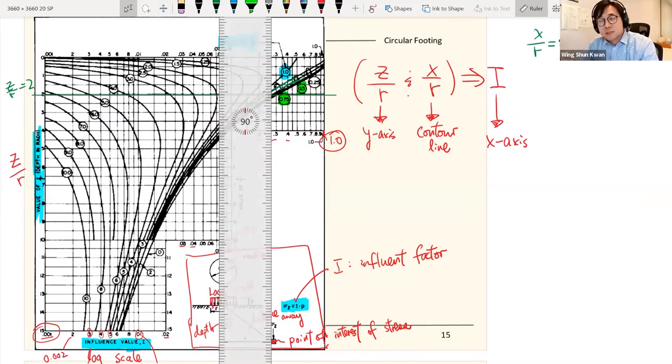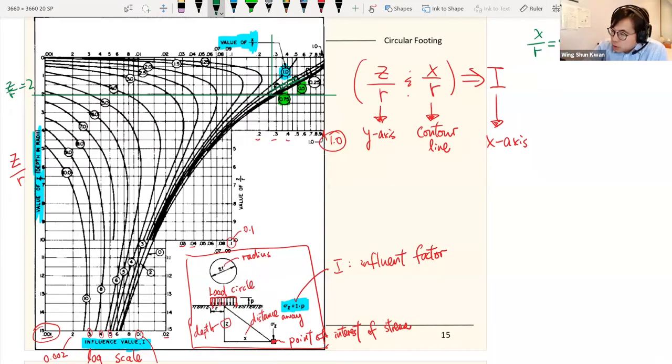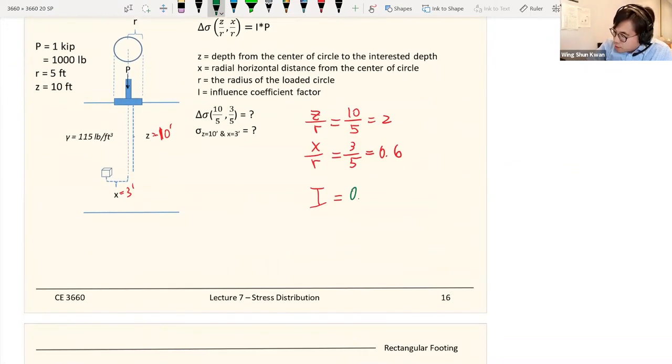Usually, because this is a preliminary design, this is what we can do. If you want very accurate results, you need to build a 3D finite element model. This one is by eyeball. So we know the y-axis, we know the contour line, and we go to the x-axis, and that's our answer. Which is between 0.2 and 0.3, right here. So this is 0.25, so maybe I call the I value 0.27. So here the I value is equal to 0.27, and the stress will be equal to 0.27.